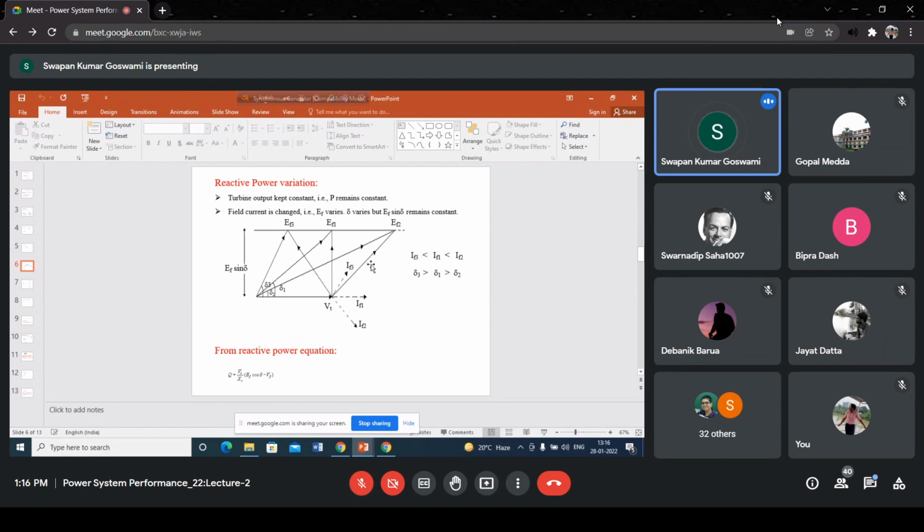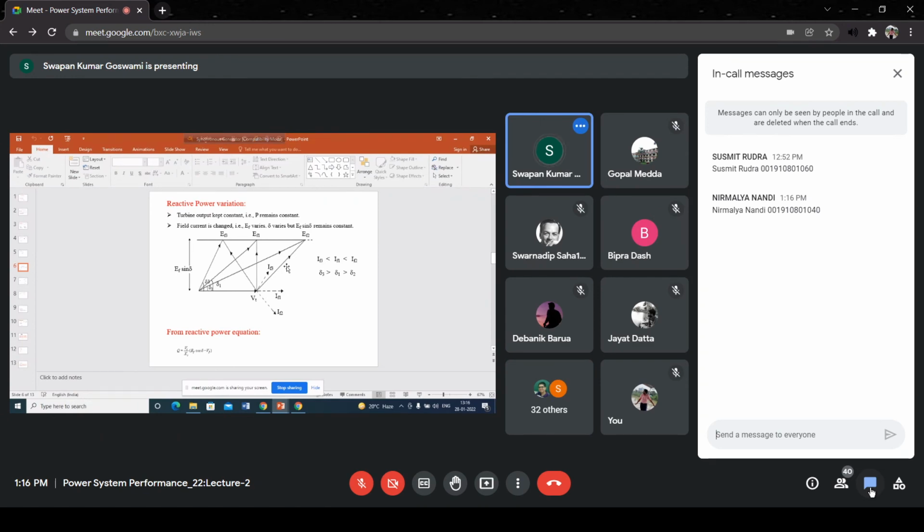And how can EF cosine delta be changed? Obviously by changing the field current. So by changing the field current, it is possible to change the generated voltage. By changing the generated voltage, you can change the reactive power output of the generator.